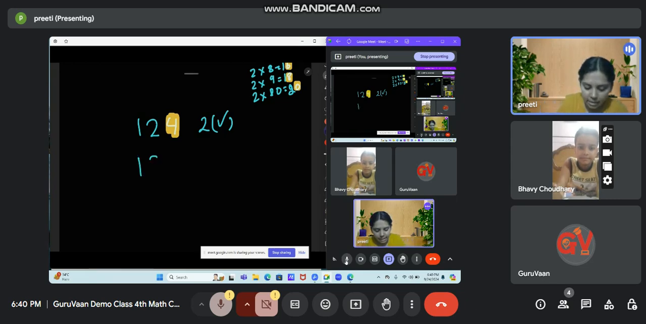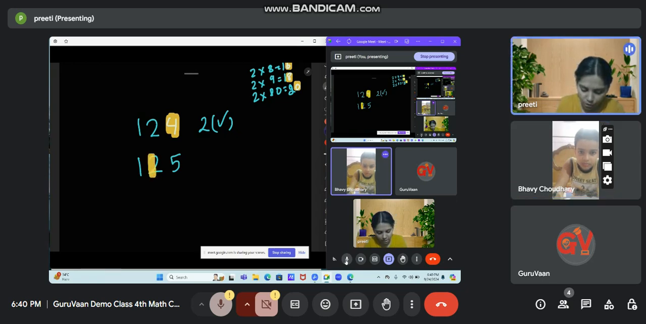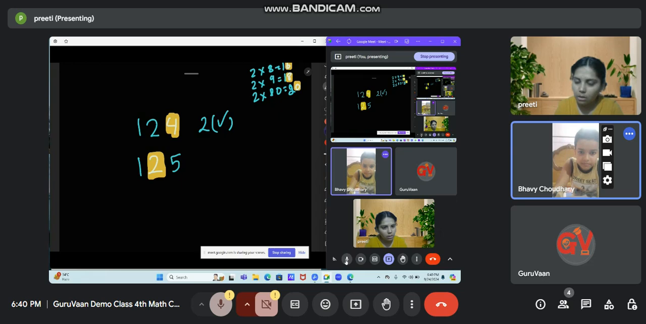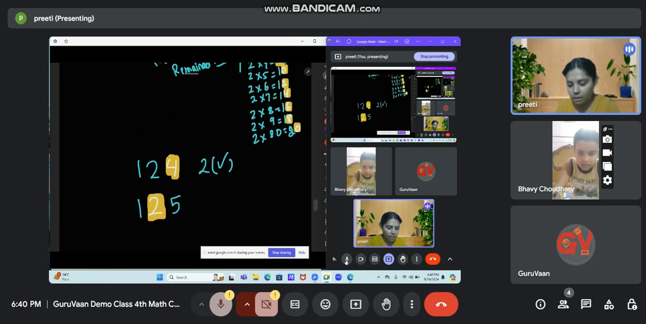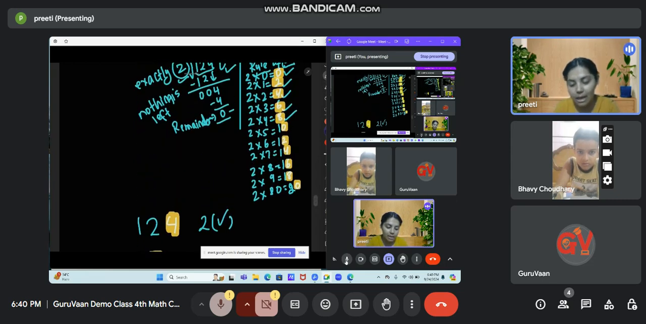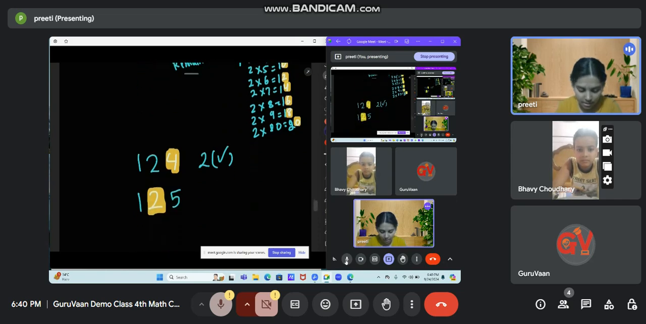If I write this number, which digit do you need to look at to check if it is divisible by 2 or not? Ma'am, 2. You need to look at this 2. Will this 2 tell you whether this is divisible or not? Just have a look here. When we were checking, we were looking at the last digit, the ones place digit, right? This is the ones place digit. So this is the tens place digit. Do I need to look at this or this one?